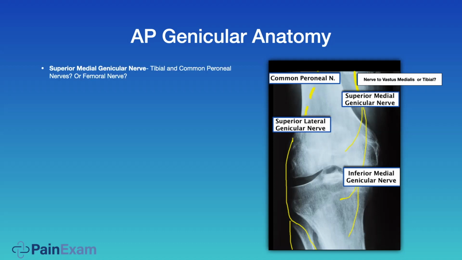And the superior medial genicular nerve, some sources will say it comes from the tibial and common peroneal nerve. Others will say it's from the femoral nerve, actually from the vastus medialis branch off the femoral nerve.